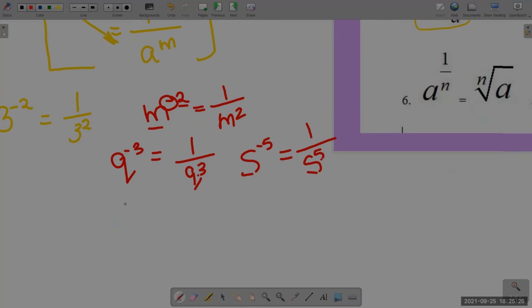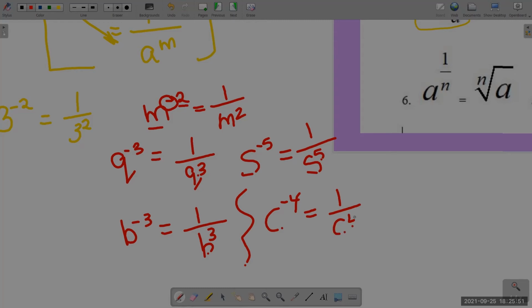Let's try another one. Let's say B to the power of negative 3. What is it? 1 over B to the 3rd power. Everybody see now? Let me know, please. Let's do another one. C to the negative 4 is the same thing as 1 over C to the 4th. Sorry, my pen's sticking. That's it. That's the rules.